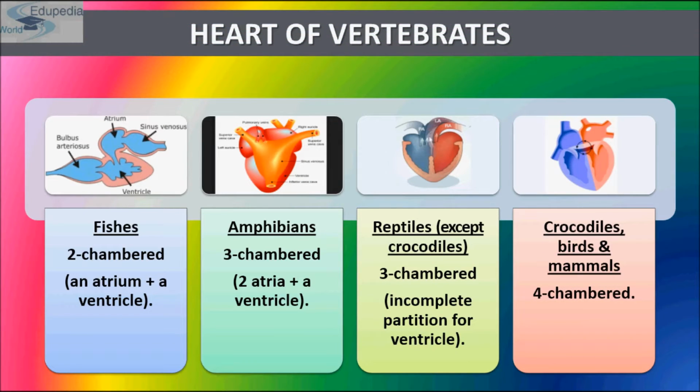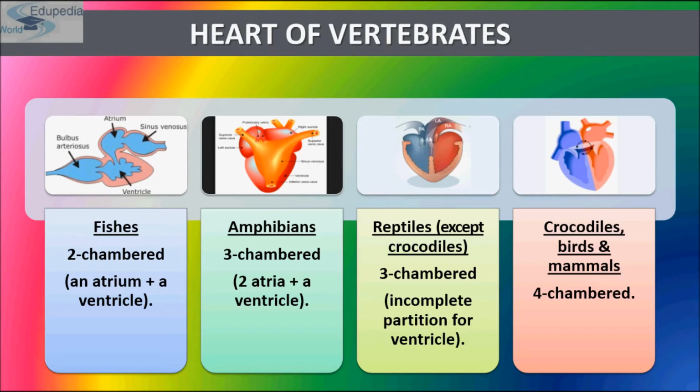These are the hearts of the vertebrates. In fishes, there are two chambers: one atrium or auricle, and a ventricle. Auricle and atrium are the same thing. In amphibians, there are three chambers in the heart, two auricles and one ventricle. And in reptiles, except crocodiles, the heart has three chambers, and an incomplete partition is also there for the ventricles.